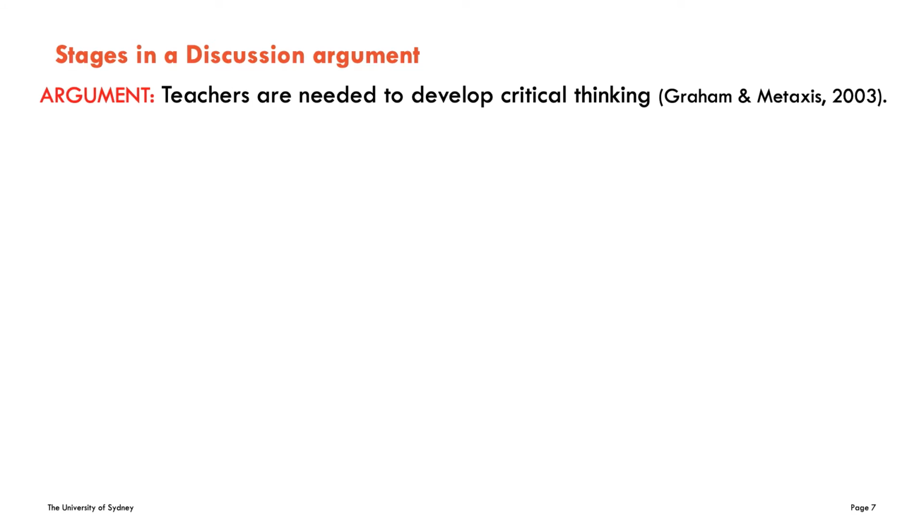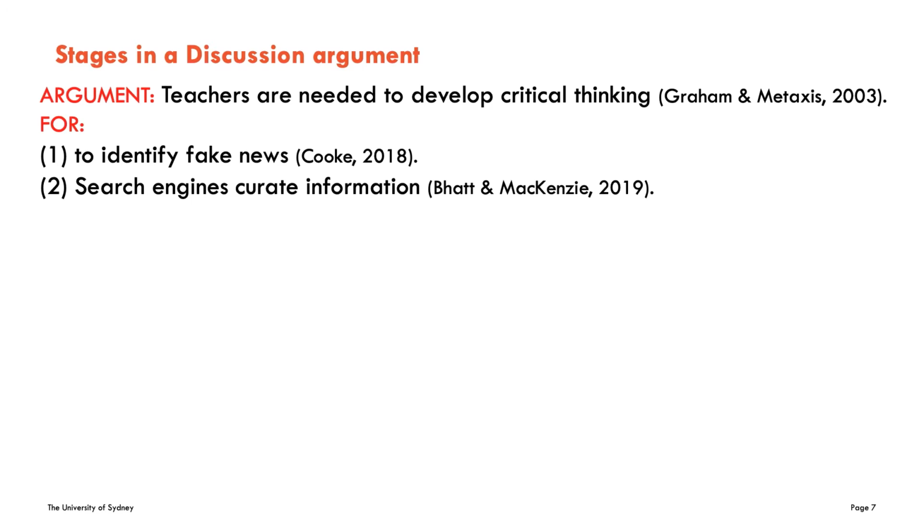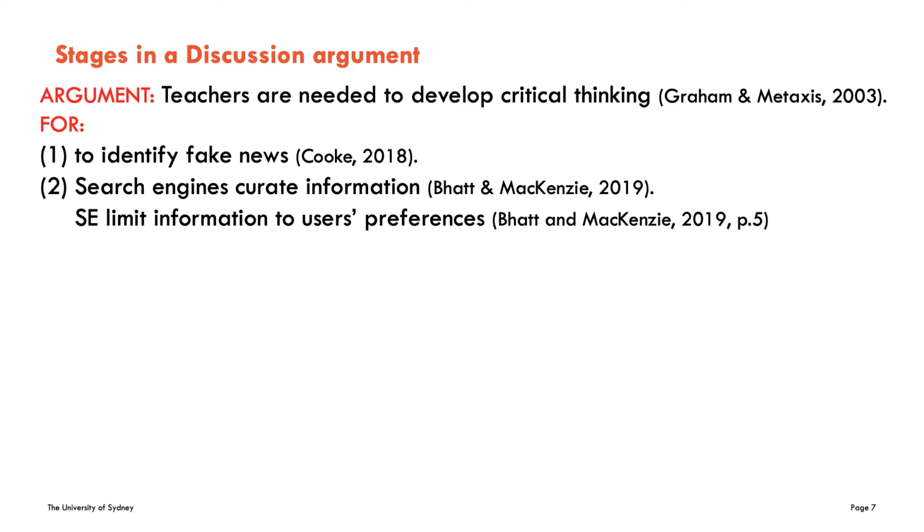Argument 2 suggests that teachers are still needed to teach their students critical thinking skills. This general idea is introduced at the beginning of the paragraph in a topic sentence. Next, two separate pieces of evidence are brought in to support this argument. Firstly, that students need help to distinguish fake news, and secondly, that search engines need to be treated with some caution. Notice how the writer has included the relevant sources here.